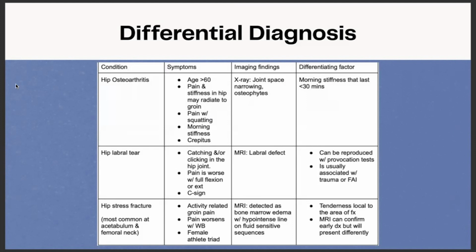It could also just be a hip stress fracture, and this is most commonly seen at the acetabulum and the femoral neck. Again, we're going to see activity-related groin pain. Pain worsens with weight bearing. We might have that female athlete triad. And here, the biggest difference that we're going to see typically is that the MRI is going to detect bone marrow edema with a hypointense line on fluid-sensitive sequences. And so that's that.